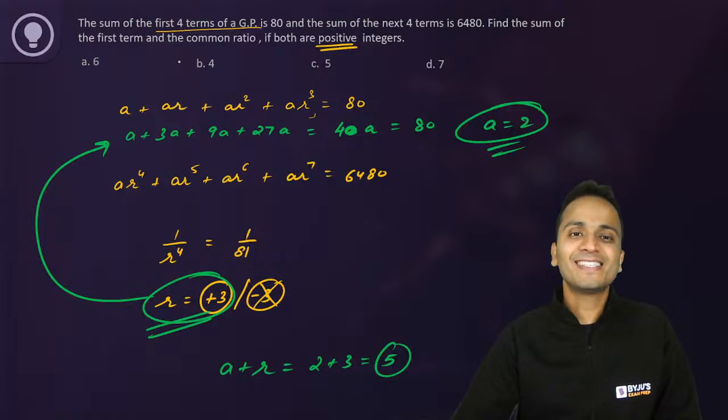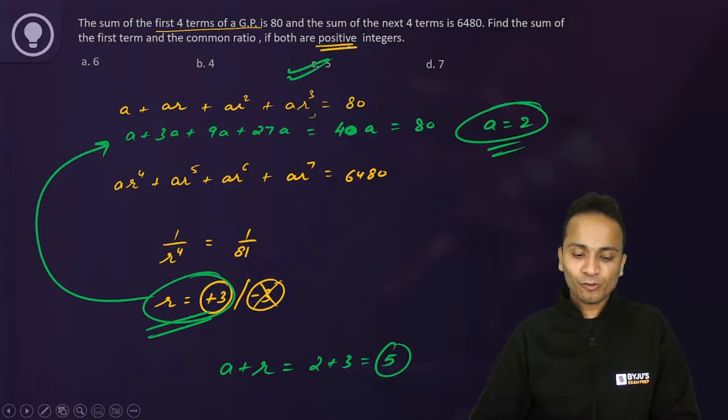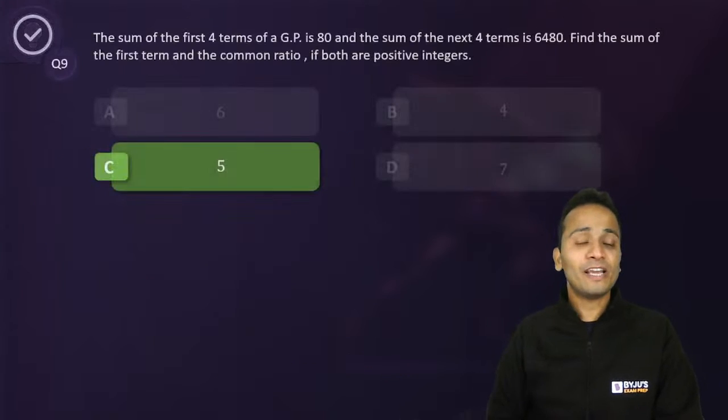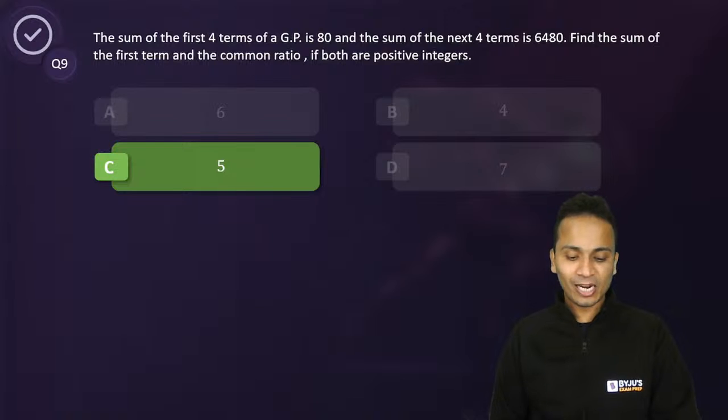So yes guys, this time most of you are absolutely correct. Correct answer is option C, that is 5. And Naveen sir, your answer was absolutely correct. Okay.